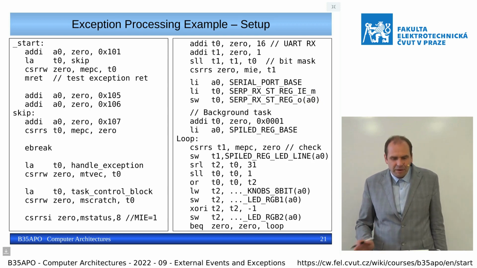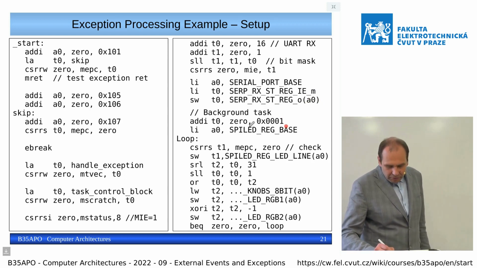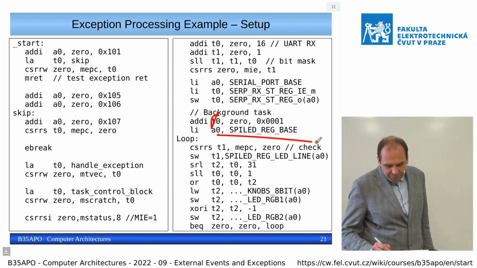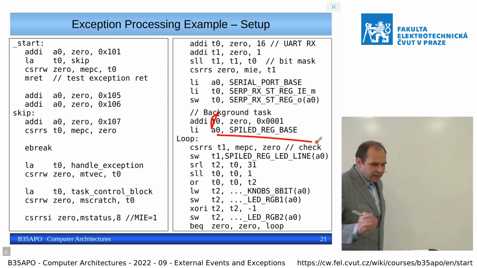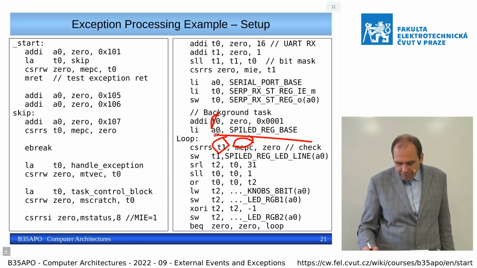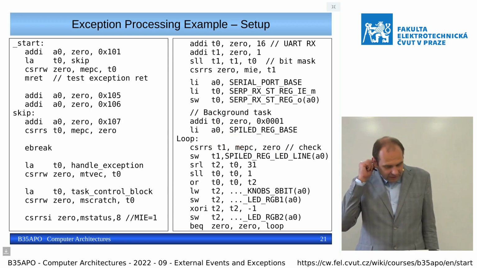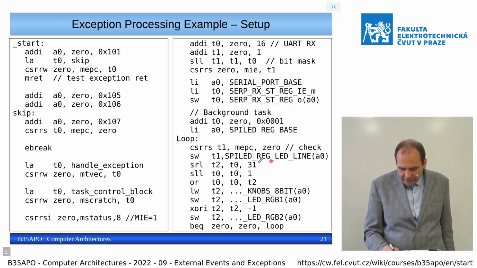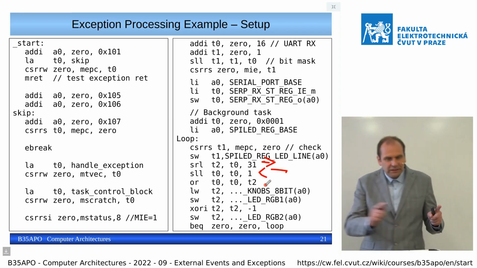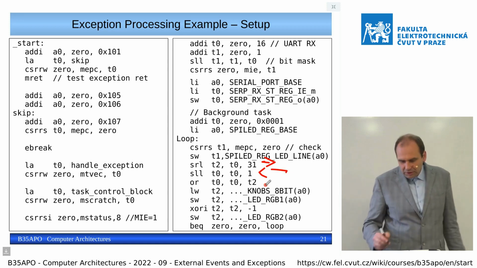And now there is a background task. So we do not take care of the serial port anymore. But there is a background task. It sets the ones to T0. It sets the start address of the SPI LED region. So this is the region where we can write to the LED output. This is only to check, to look at what happens in MPC, to know that there is some exception. Then we store the value, so one LED is lit. We shift it to the left. The most significant bit is set to the bit 0. So basically we ensure that there is one bit rotating through all the LEDs.